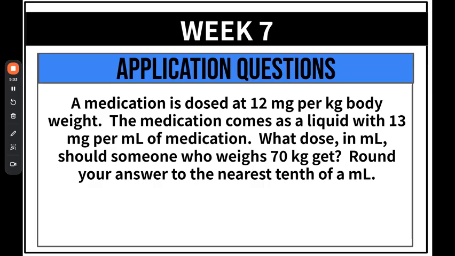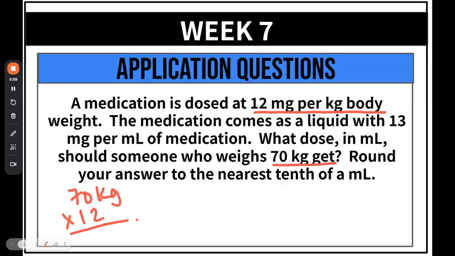Okay, so first off, let's figure out how many milligrams total this person who weighs 70 kilograms should get. So let's start with the 70 kilograms. And they're going to need 12 milligrams for every one of those kilograms. So that means that we're going to multiply times 12. So when we do that, we multiply 70 times 12, and that gives us 840 milligrams total that this person needs.